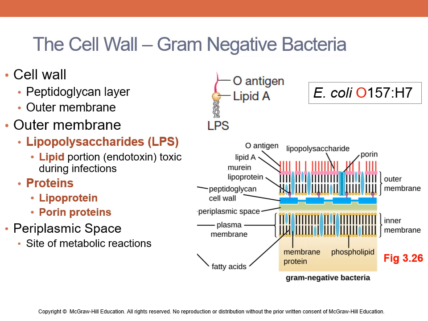You'll also find other elements embedded in the outer membrane, such as the porin proteins that allow molecules to be transported into and out of the cell. Again, there is a thin layer of peptidoglycan in gram-negative bacteria and a more extensive periplasmic space, which is where the metabolic reactions occur.